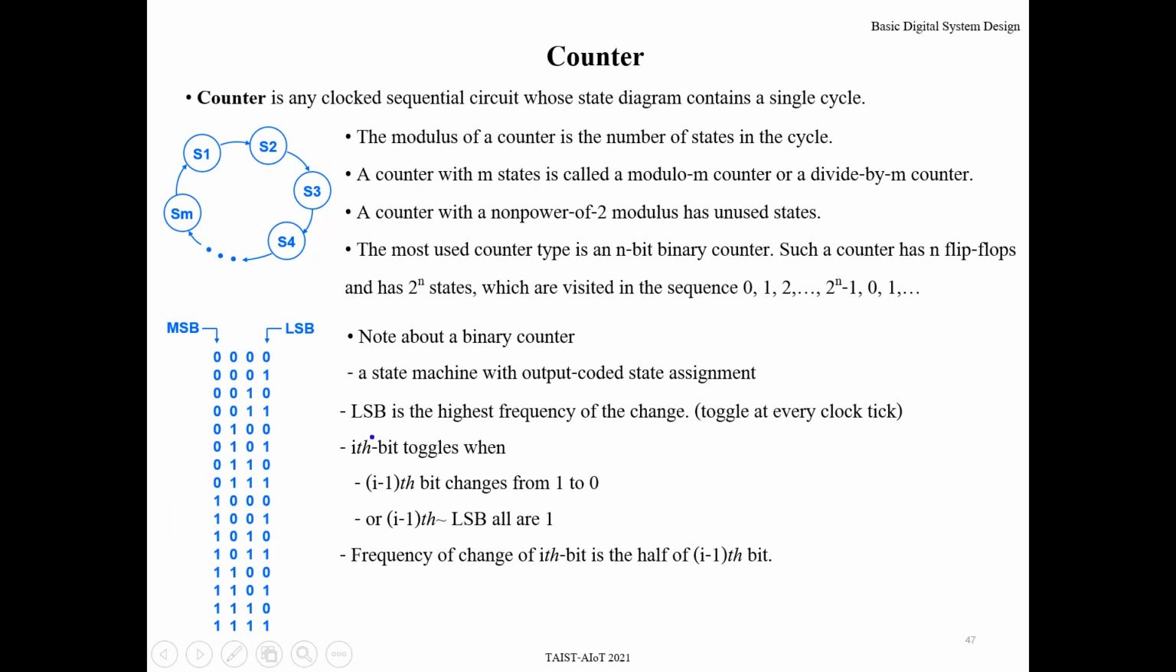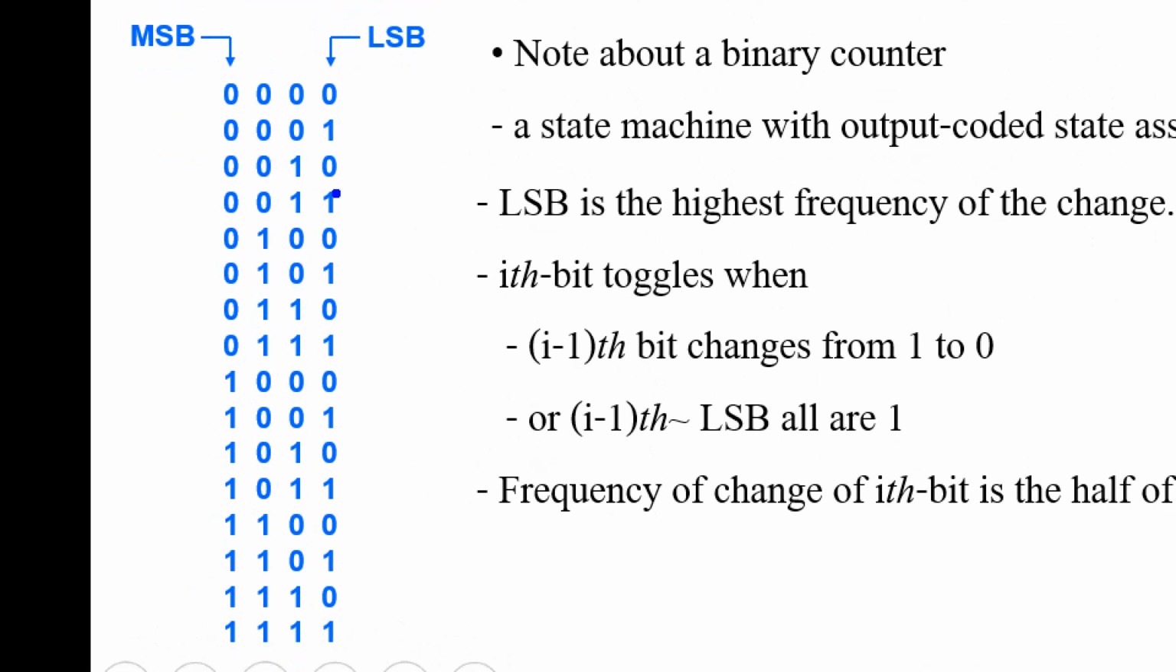But how do we design the counter? Someone may observe the behavior of the sequence of the counting number. For example, the LSB goes 0 1 0 1 0 1 0 1. It changes for every clock tick, right? When the clock ticks, it changes state from 0 to 1 and 1 to 0. Every clock tick is a toggle. Toggle for every clock. And the next digit goes 0 0 1 1 0 0 1 1.